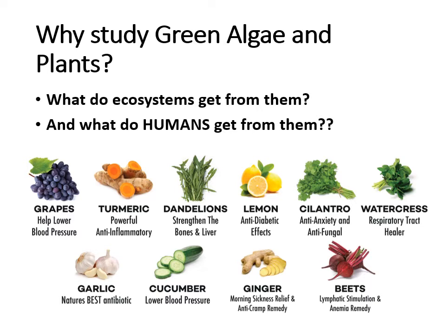So, what do ecosystems get from plants? I want you to write down: plants produce oxygen, they build and maintain soil, they hold on to water, they moderate climate, and they are primary producers.